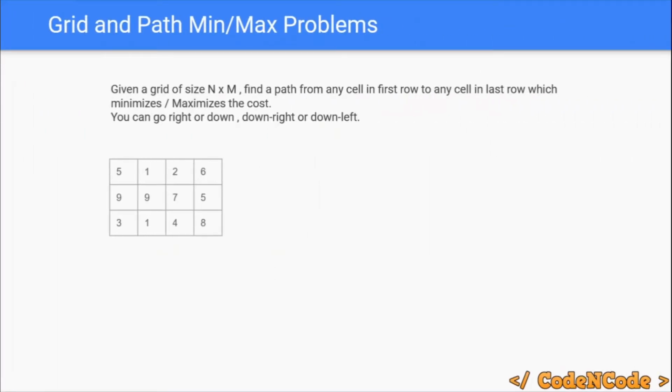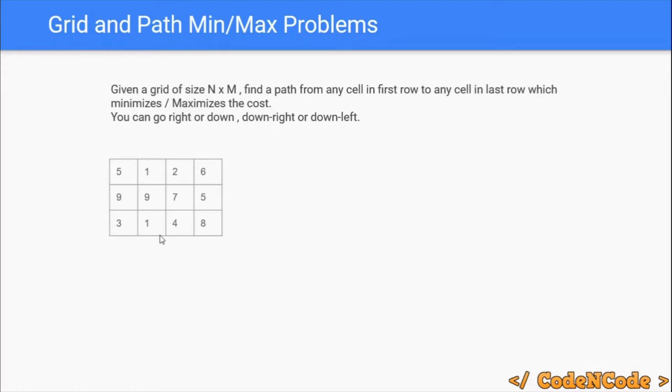The other kind of problem is, again, we are given a grid of size n cross m and we have to minimize or maximize the overall cost. The thing that we have to do is find a path that starts in any cell from the first row and ends in any cell in the last row. So we have to find a path which minimizes or maximizes the cost, and the starting point must be in the first row and the ending cell must be in the last row.